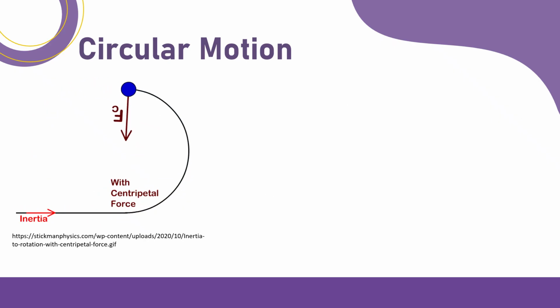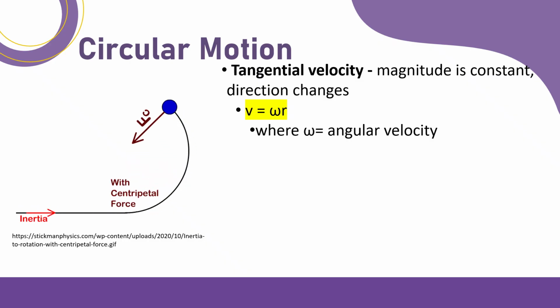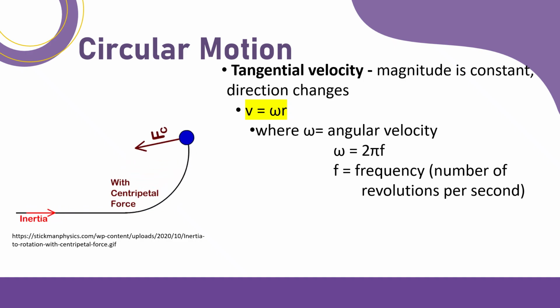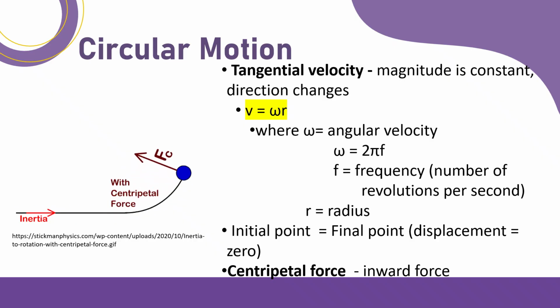Now let's analyze how we calculate tangential velocity. Again, remember, for tangential velocity, the magnitude is constant but the direction changes. To solve for the tangential velocity, we have the formula v = ωr, where ω is the angular velocity and r is the radius. The angular velocity itself can be written as 2πf, where f is the frequency or the number of revolutions per second. Notice that in circular motion, the displacement after a full revolution is zero. You return to the starting point, but the object was moving the whole time. That's why we focus on velocity and acceleration.